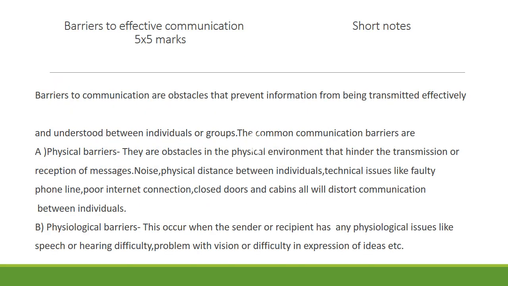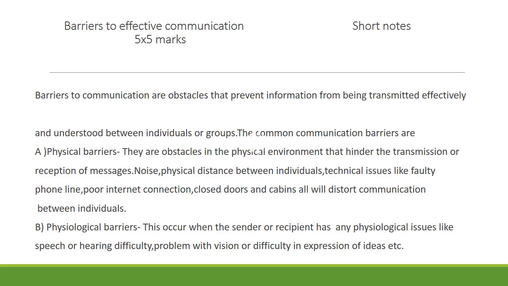Next is short answer type questions. There are five questions. First question is barriers to effective communication. Each question carries 5 marks, so for each short note, it carries 5 marks. The first one is barriers to effective communication. So what is a barrier?